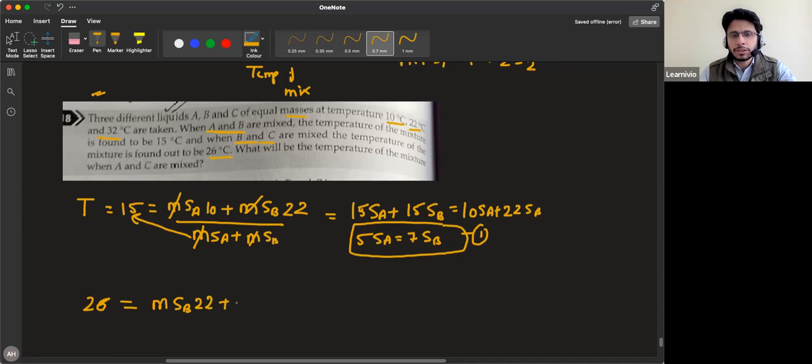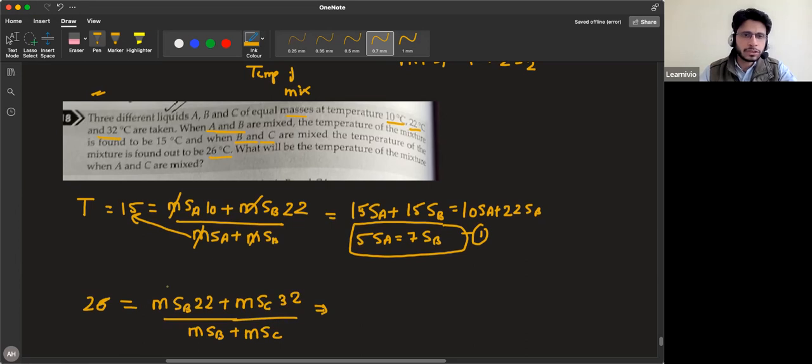Plus mass of C is M, specific heat is SC, into change in temperature is 32, divided by... okay, I got one answer from Marita. Okay, Marita, I'm just checking. M into SB plus M into SC.